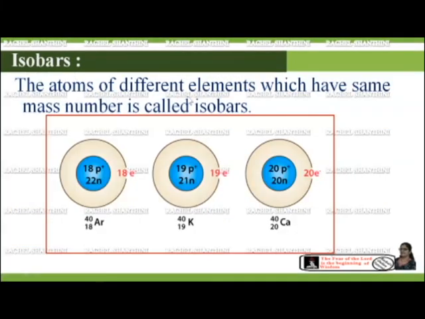Isobars. The atoms of different elements which have the same mass number are called isobars. For example, we have taken argon, potassium and calcium. Here all these elements have the same mass number 40, but they have different atomic numbers. So these are called isobars. Chemical characteristics of an element depend only upon the atomic number, not the mass number.